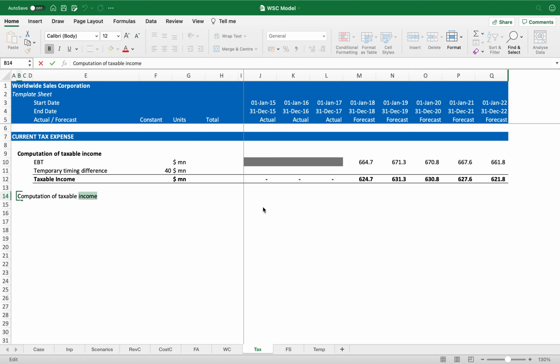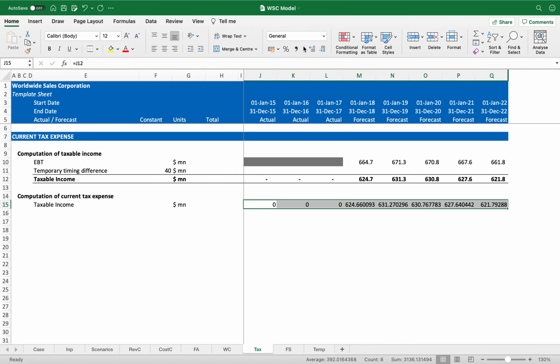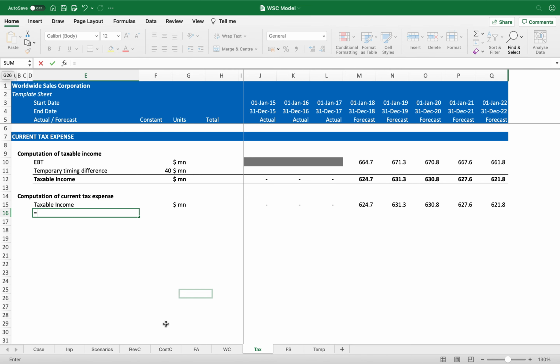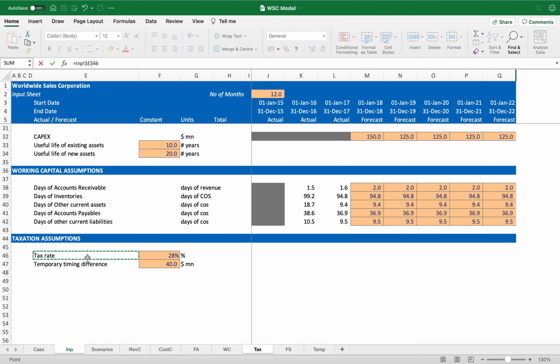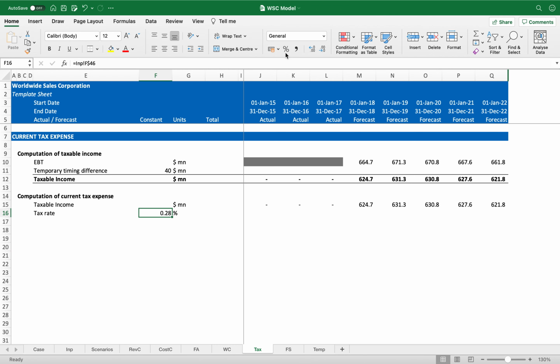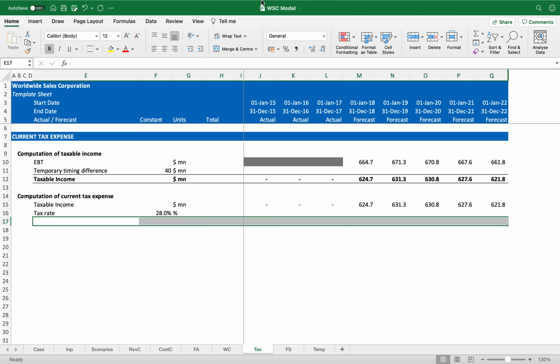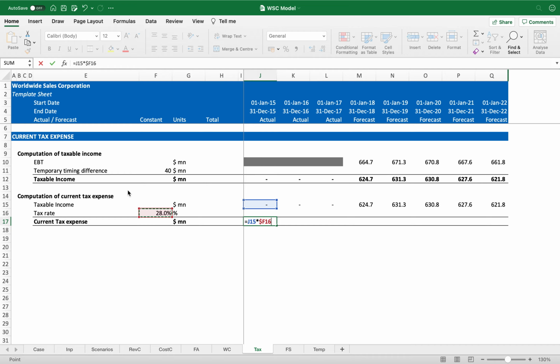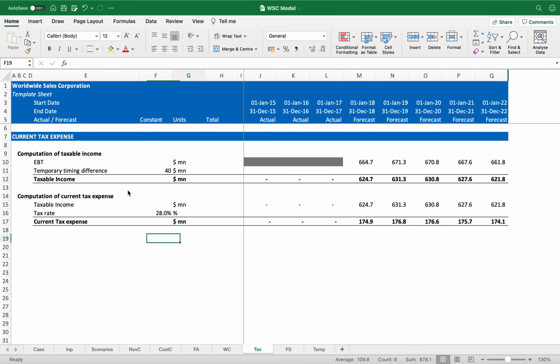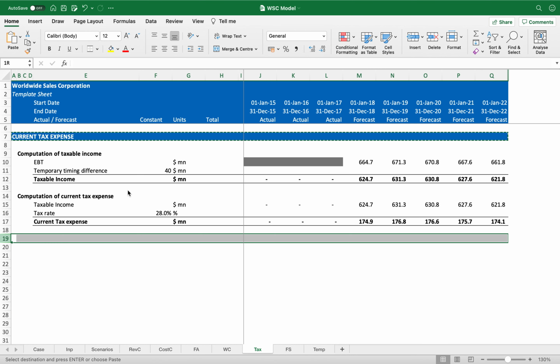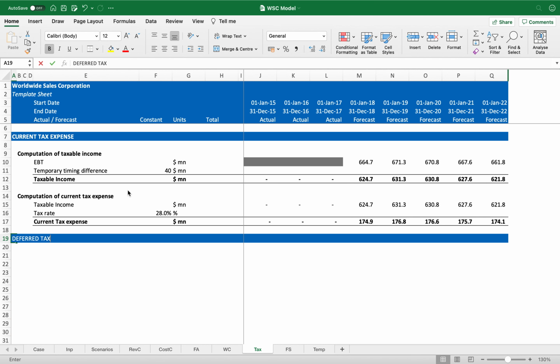So this is computation of tax expense, current tax expense. So I have taxable income computed here. Tax rate I have, row freeze, from the input sheet. So can I compute the current tax expense? Simple. Taxable income multiplied by 28%. I arrive at my current tax expense. Okay. This is one part to my computation. The next part is computation of deferred taxes.